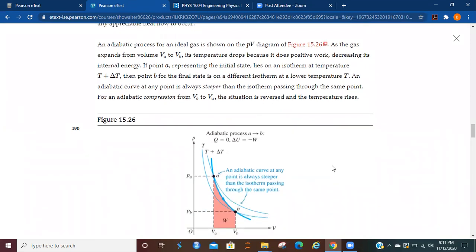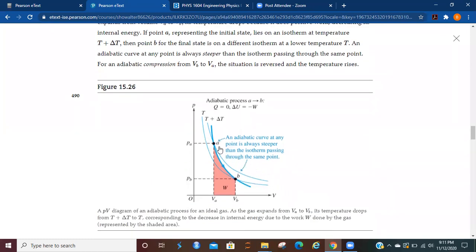An adiabatic process for an ideal gas is going to be shown here. That's the same figure as what we saw before. The volume expands from A to B. Temperature drops because it does positive work, decreasing the internal energy. So if point A, representing the initial state, lies on an isotherm at T plus delta T, then this ends up at just T. If you were to take this and compress it back, you would notice that the temperature would rise.